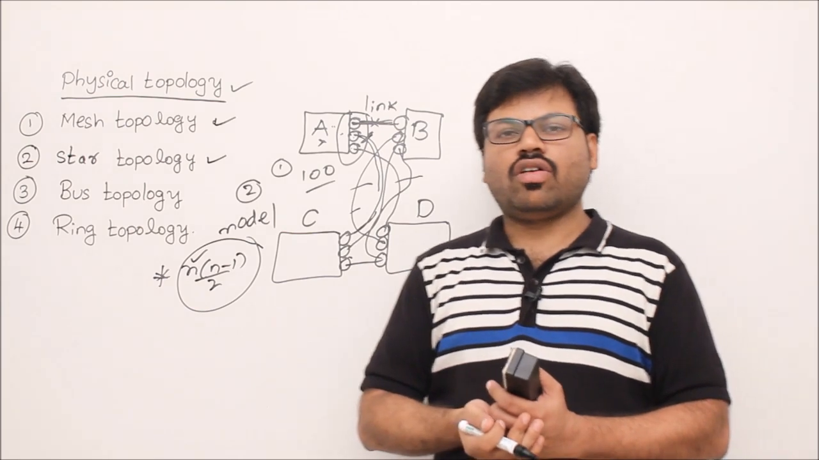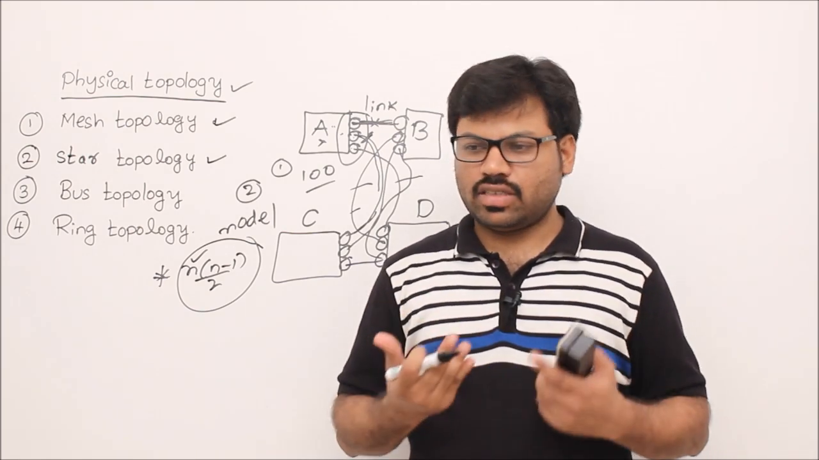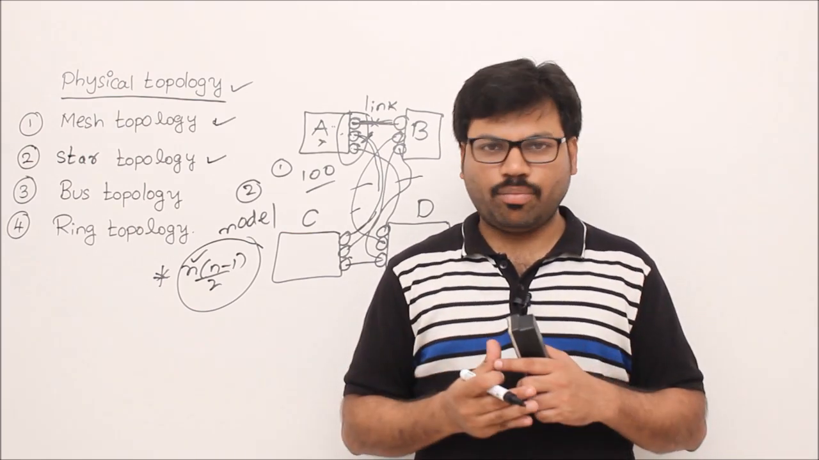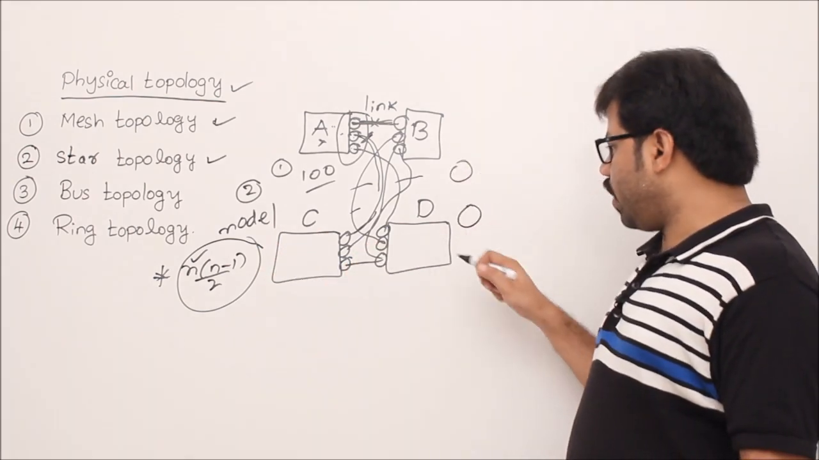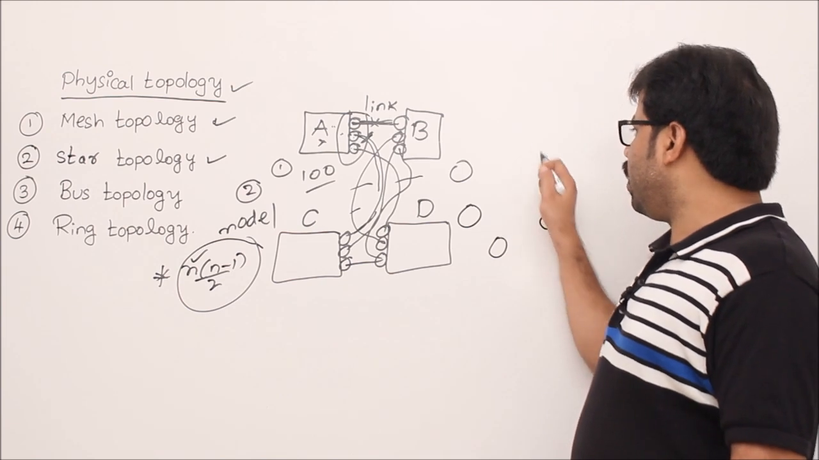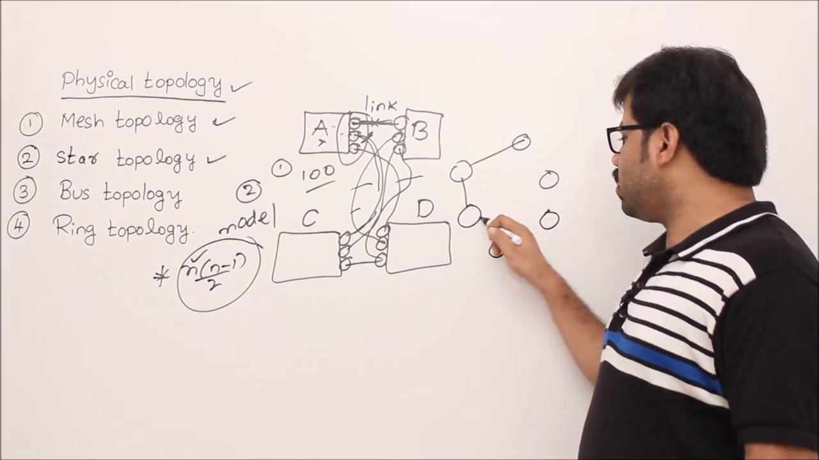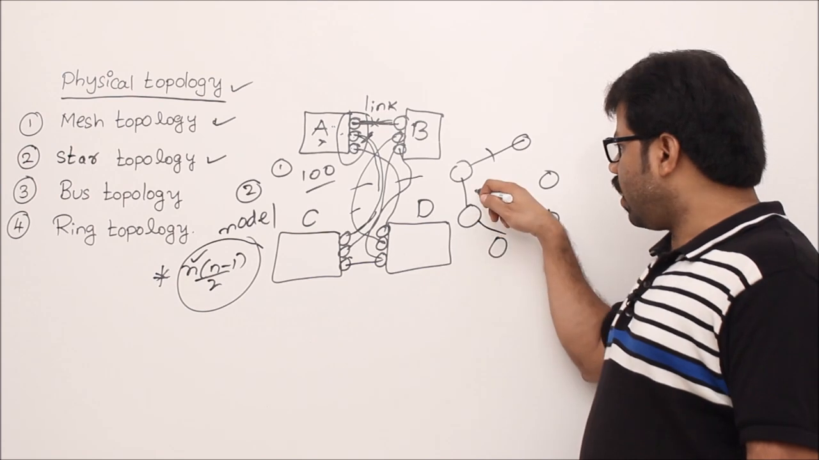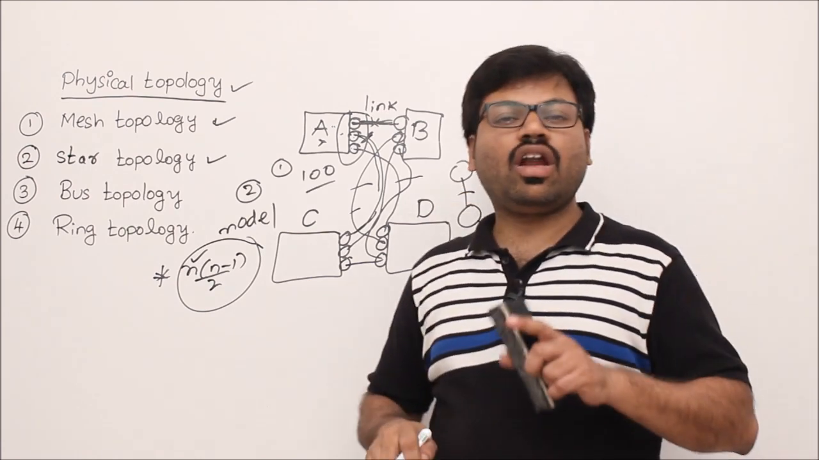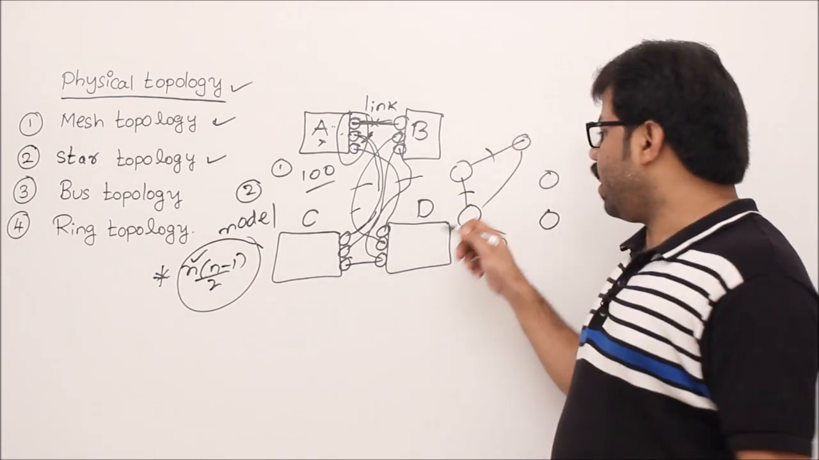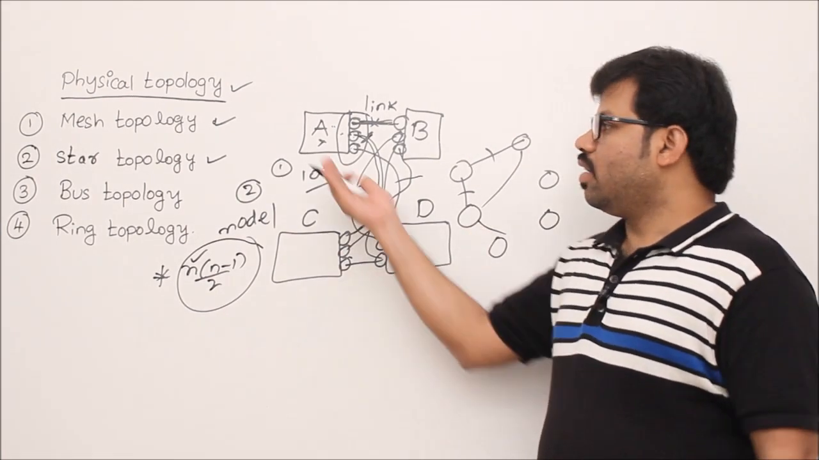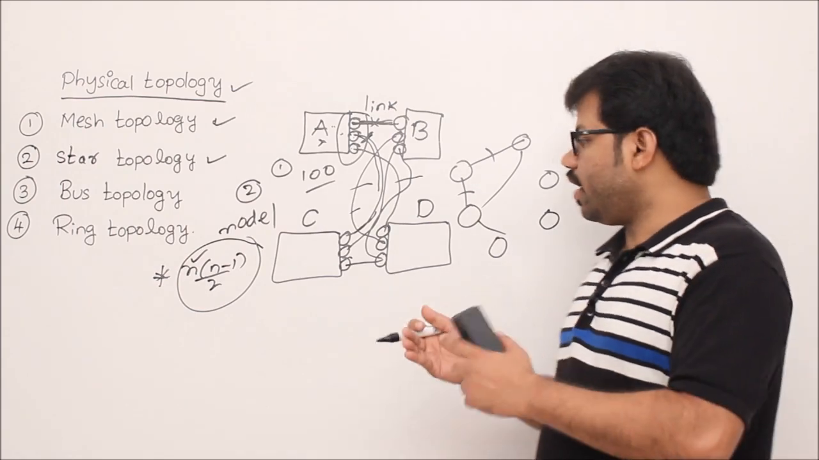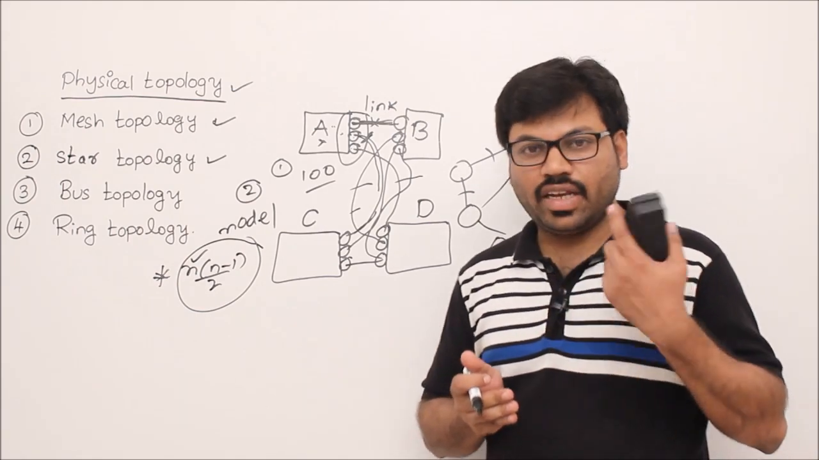Let's say there is a military system. In the military you require some computers which are very important. Let's say there are some 100 military computers of India, and they should be well connected. If one cable breaks, or one link breaks, they should still be able to communicate. In such cases we use mesh topology, where reliability and robustness is very important.